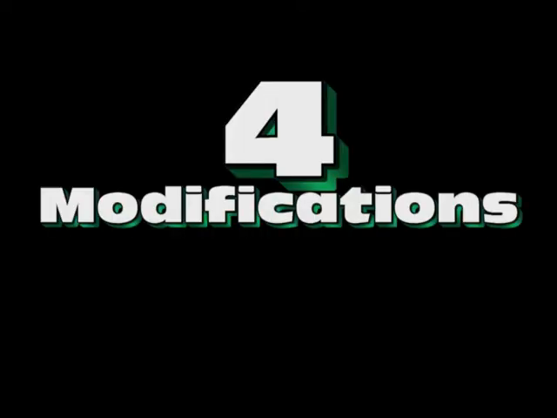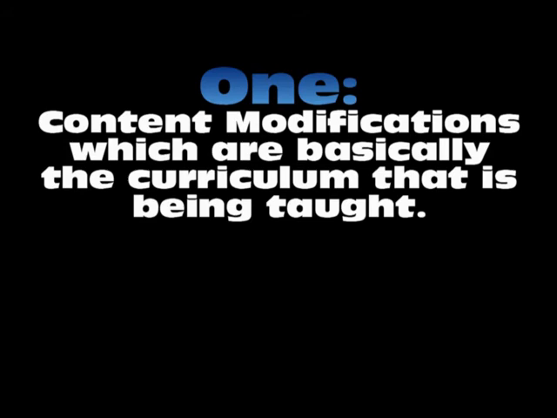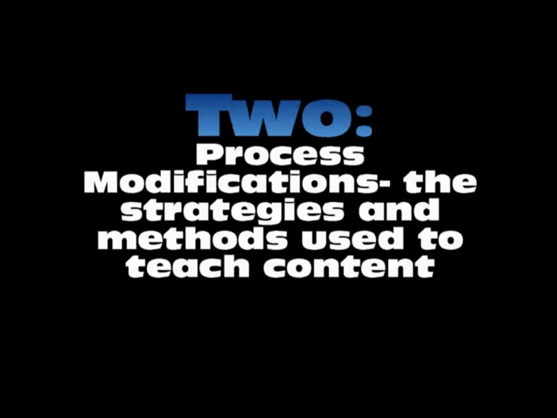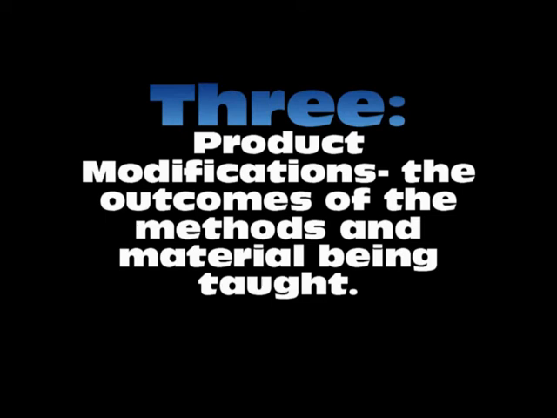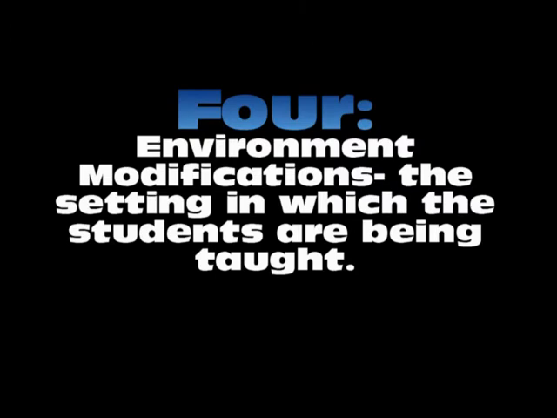In the Maker's Active Problem Solver model, there are 4 modifications. 1. Content modifications, which are basically the curriculum that is being taught. 2. Process modifications, the strategies and methods used to teach content. 3. Product modifications, the outcomes of the methods and materials being taught. And 4. The environmental modifications, which is the setting in which the students are being taught.